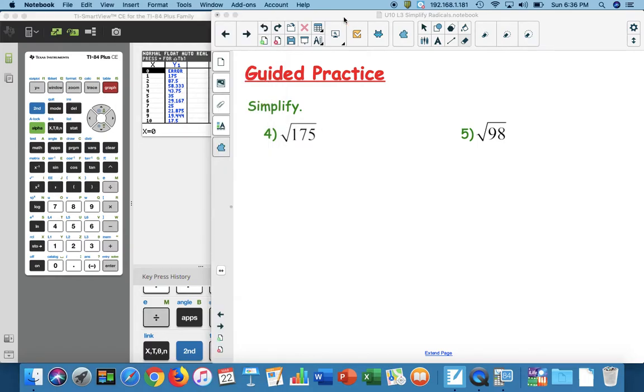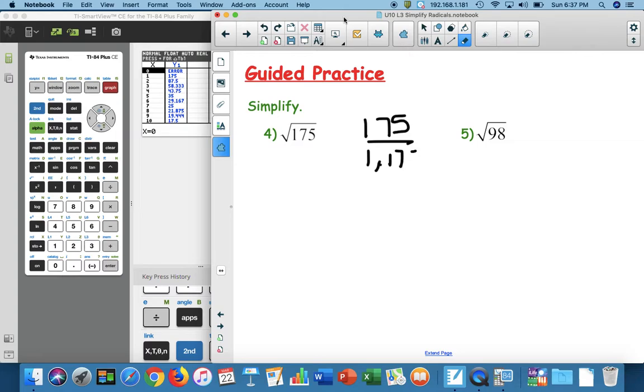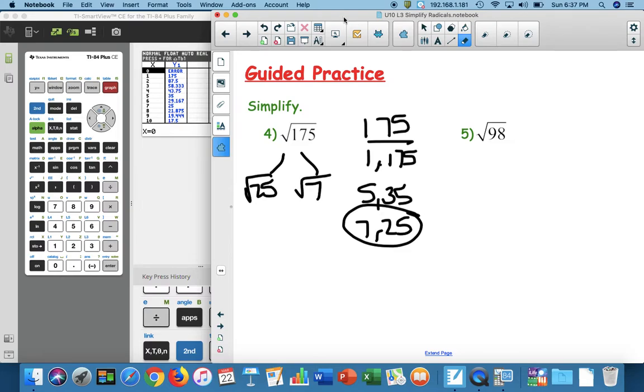Let's go with 175 first. The factors are 1 and 175, 5 and 35, and 7 and 25. There's only one pair with a perfect square that I see, and that's 7 and 25. Square root of 25, square root of 7. The only one you can square root is 25, so your answer here is 5 square root 7.